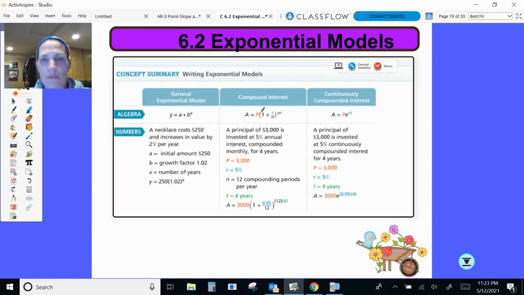All right, so this just sums up everything we've been learning: a general exponential model, my compound interest model, and then the compounded continuously model, which is my PERT model.